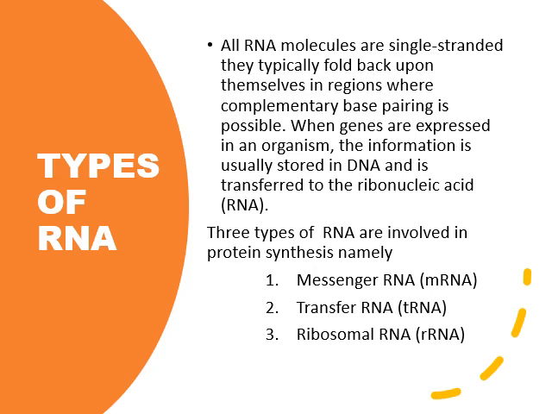RNA. What are the types of RNA? RNA are single-stranded molecules which do not have their own genes, but are intermediates that assist in converting the genes in the DNA for expression. When genes are expressed in an organism, the information is usually stored in DNA and is transferred to the ribonucleic acid. In this form, we have three types of RNA: messenger RNA, transfer RNA, and ribosomal RNA. Let's look at these RNAs one by one.